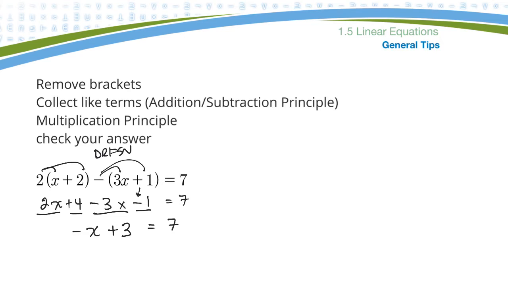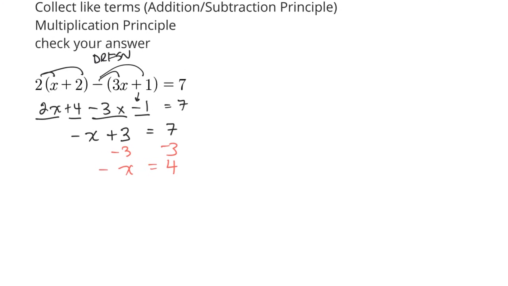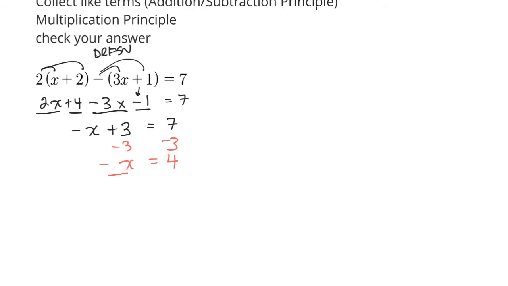Okay, now I want to get the 3 to the other side, so I'll subtract 3 on both sides. So I'll have negative x is equal to 4, but I don't want a negative x, I want an x. So I'll divide this side by a negative 1 and this side, so I get x is equal to negative 4. Let's just check this question and see if it's right.